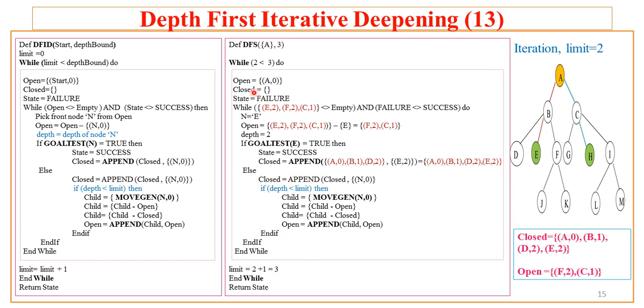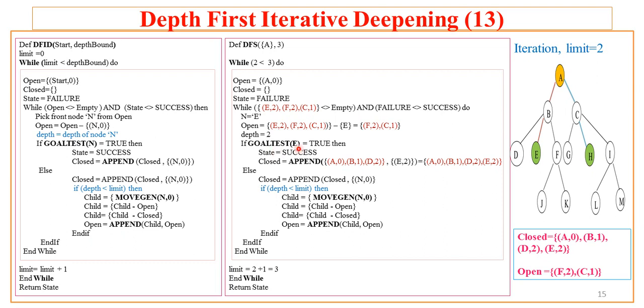So what does open have at this point of time? Open has 3 nodes. So it picks the front node, that is E, from the open, because this condition, open is not empty and failure and not success, is true. So it picks E. It removes E from the open. Open has F and C, and the depth of E is 2.